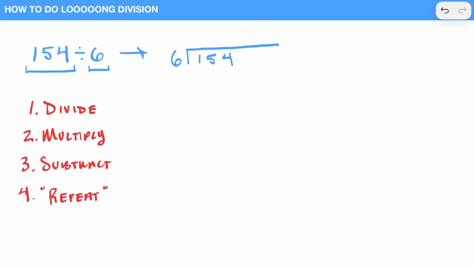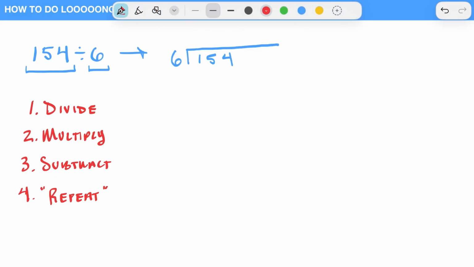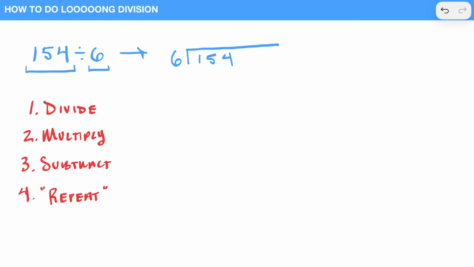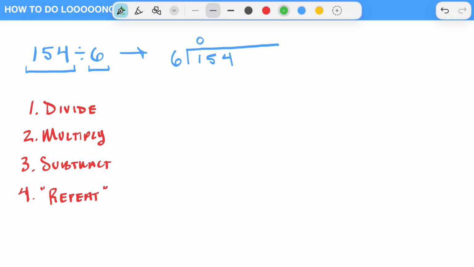The first thing we're going to do is we're going to divide. We're going to divide 6 into 1. The question you want to ask yourself is, how many times does 6 go into 1? Well, the answer is actually 0. 6 can't go into 1. So we're going to write a 0 right above that 1. So we have divided. Next step is going to be to multiply.